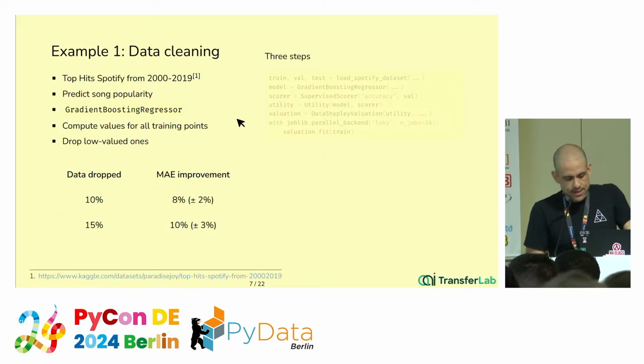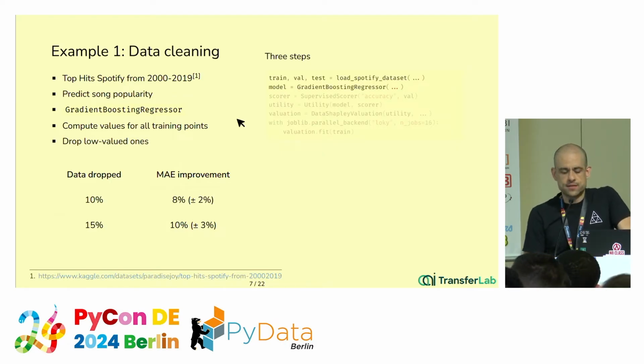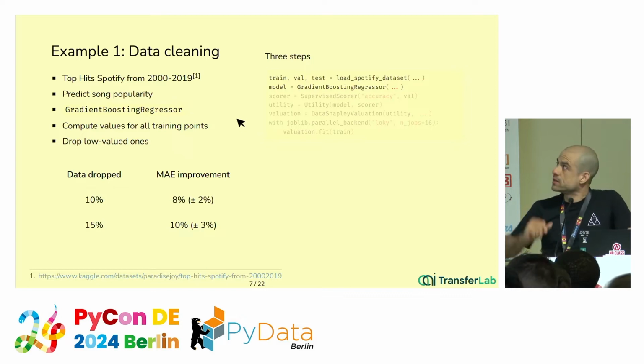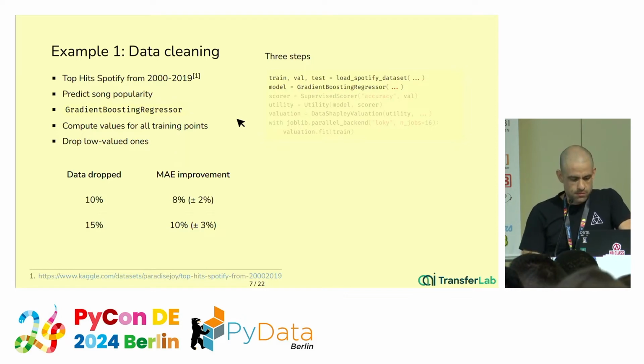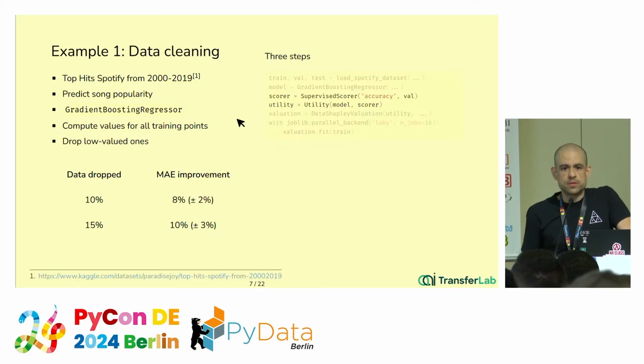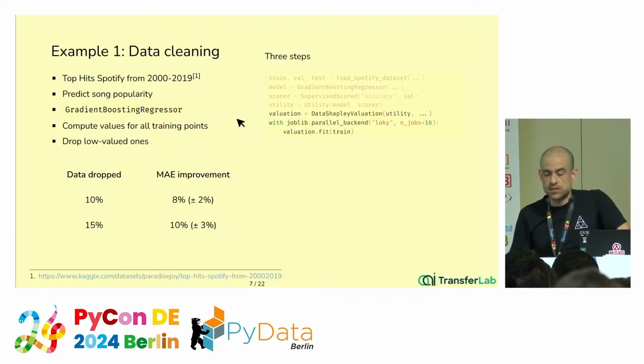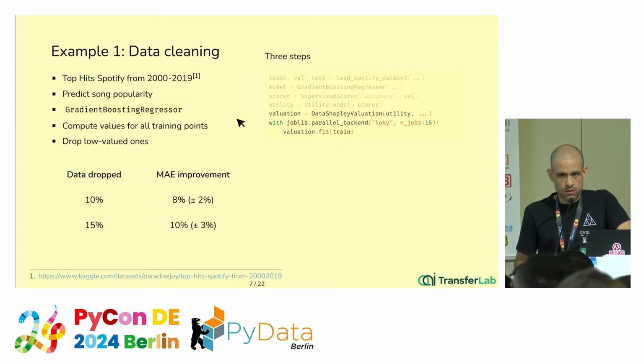Okay, and this is done in 3 steps. First, load data set and define your model. We have a split here in train, validation, and test. Now you define some scoring function that you care about, in this case, accuracy. And this accuracy is measured over the validation set and your utility object. Okay, done this, the utility wraps the model and the score. So data set, model, scoring, utility. And now you mix everything in one valuation method. This is one example, data Shapley, which is in the library. And you run it with joblib in parallel here with one node backend.